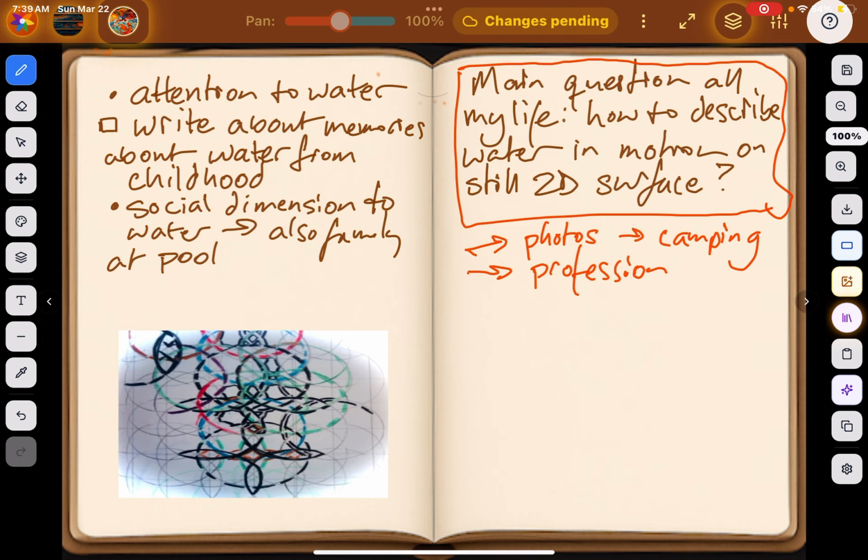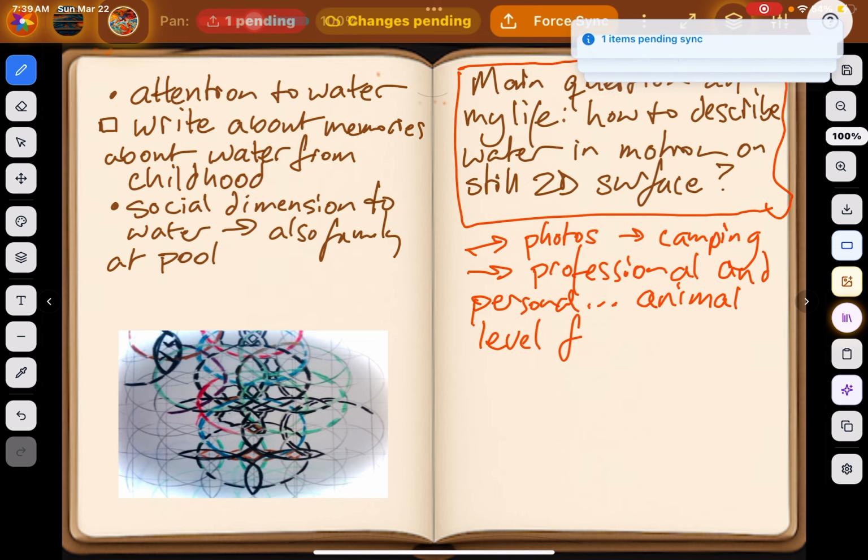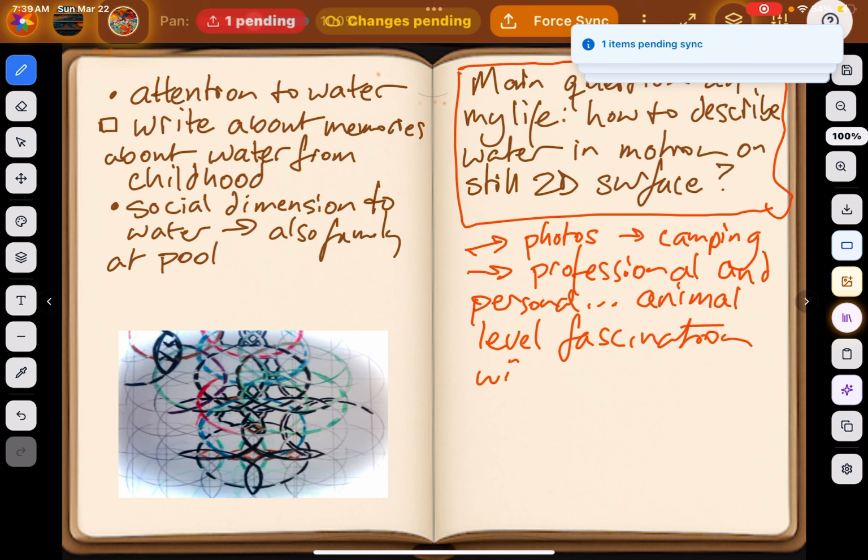I couldn't let it go. I mean, it was this totally 10-year-old obsessional level of engagement. This is not like I was doing a Picasso deep inquiry here. I was obsessed on a really professional and personal, let's call that animal level fascination with water. And I used these tools.